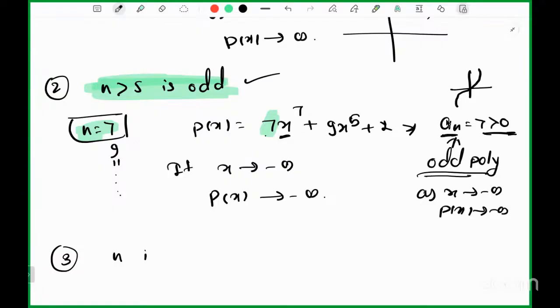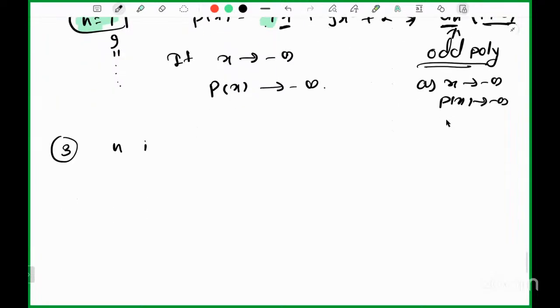Yes, ma'am. As in the graph, one side is upward and one side is downward, if the coefficient is positive, that is, if an is strictly greater than 0. If an is less than 0, then it reverses the change. So you have to consider the graph of minus x cube, for example.